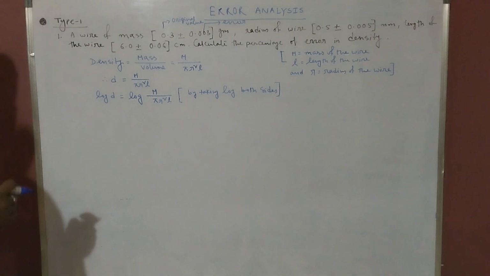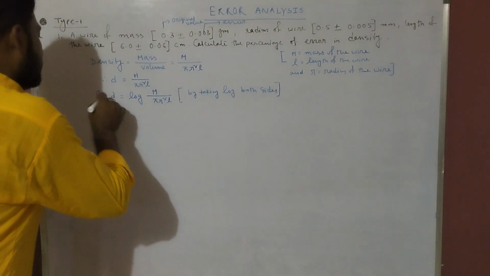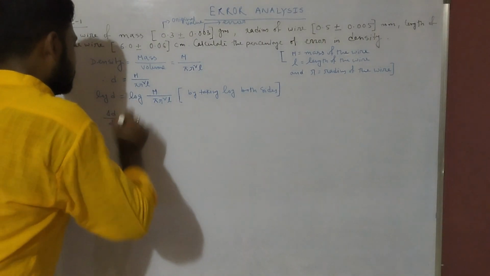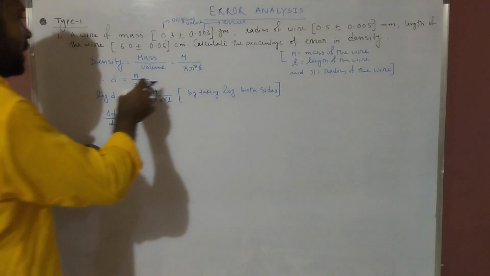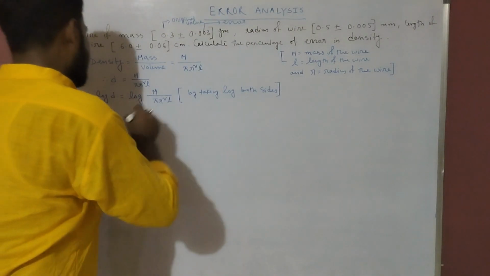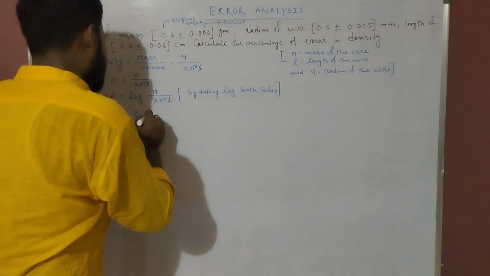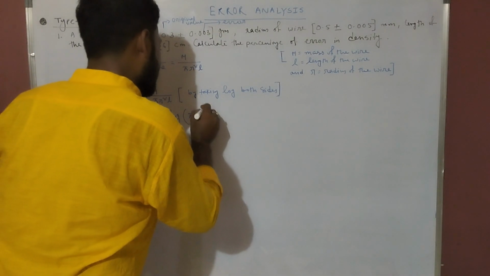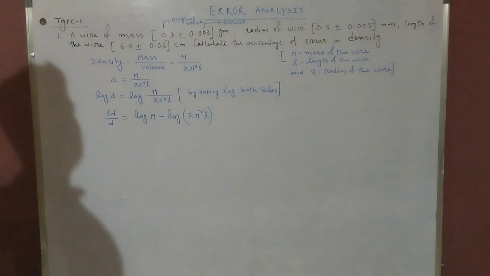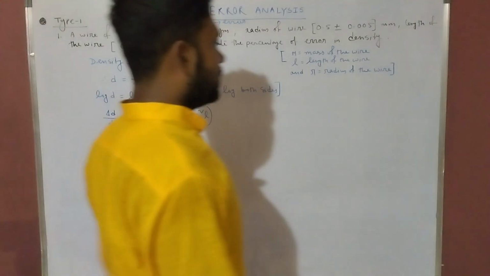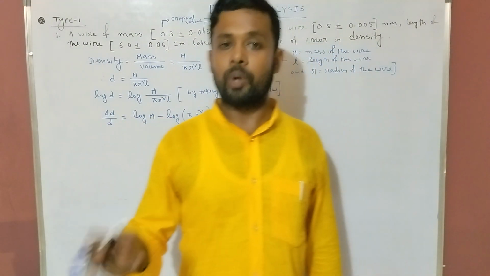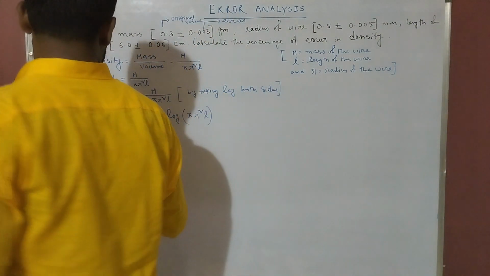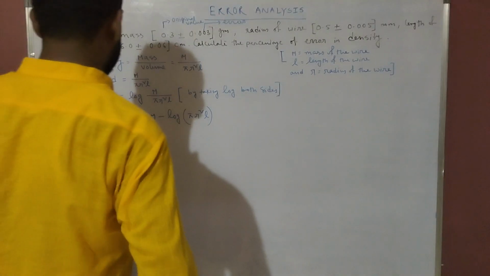So by differentiating both sides, we get 1 by log d means 1 by d, and log a by b, we can write log a minus log b. So we can write log m minus log pi r square L. Understood? This is math. I said you earlier that if you want to learn physics well, then you have to be good in mathematics. So I just applied mathematics, nothing else.